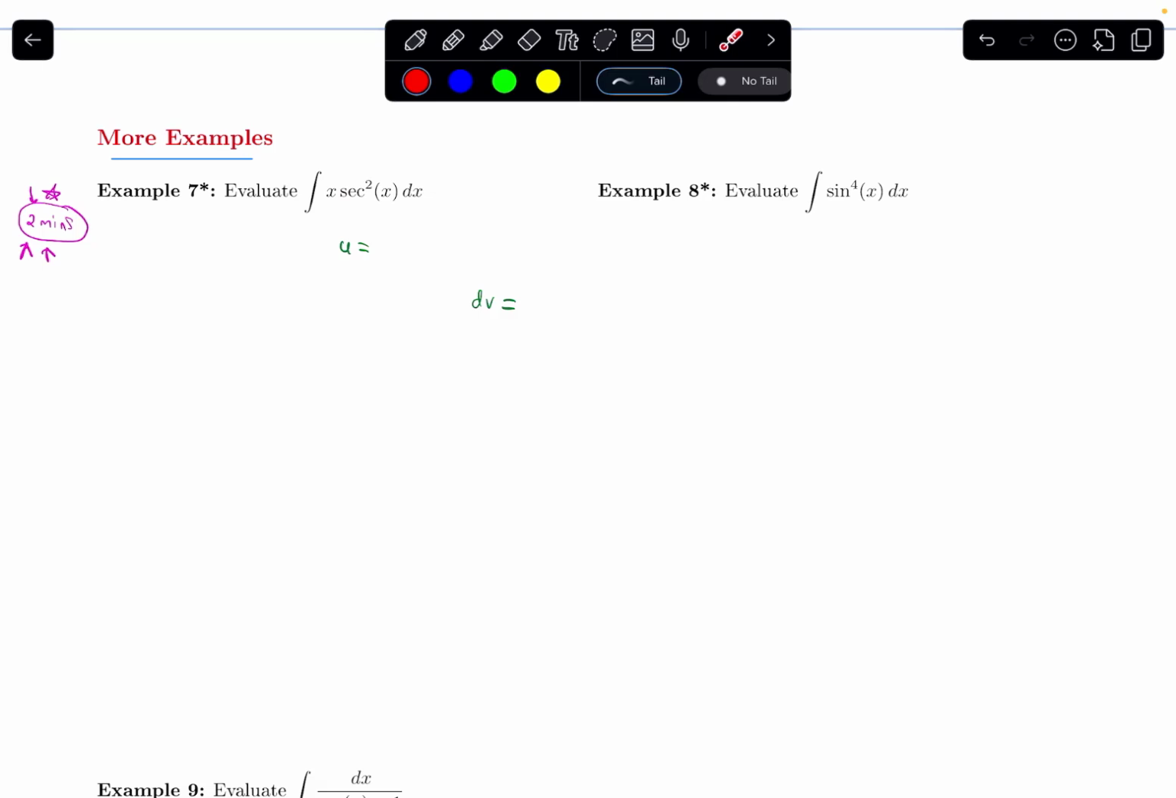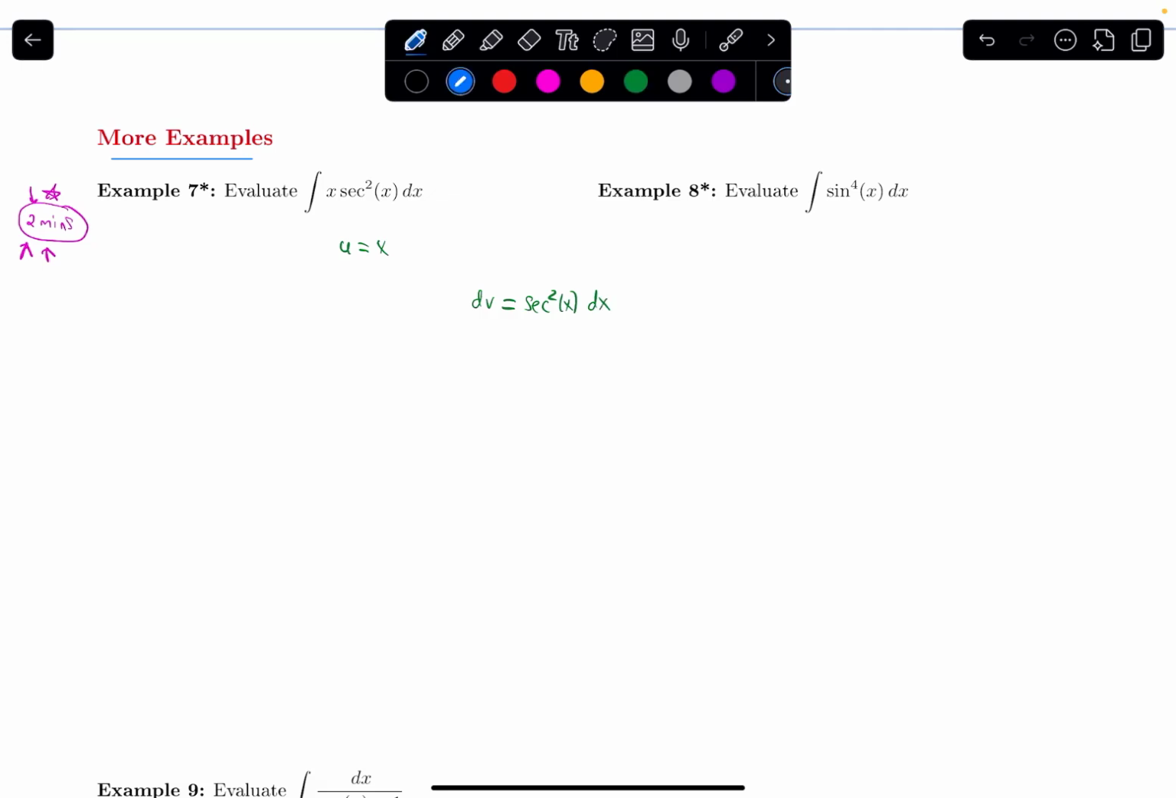So what should I let u be and what to let dv be? Well, I typically want to let u be something where its derivative is simpler than it. So should that be x or should that be secant squared? I think it should be x, because the derivative of x is definitely simpler, but the derivative of secant squared is a bit more complicated. It involves chain rule. So then dv is the other stuff. That'll be secant squared x dx.